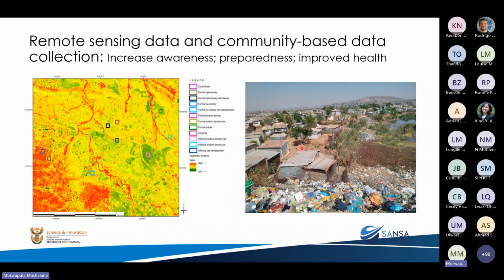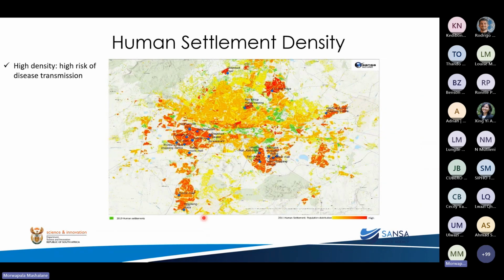In addition to what we are able to see using remote sensing technology, even illegal dumping, very high resolution imagery enables us to do that. That assists in terms of increased awareness, preparedness, and also the improvement of collection services, which also improves health, because people cannot be living in areas where there are landfills or trash everywhere, which has been dumped in rivers and in the overall environment, posing a threat.